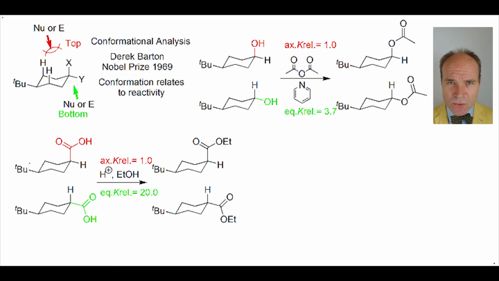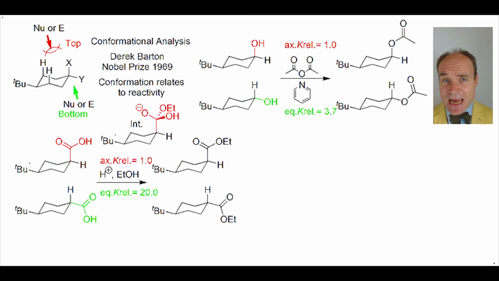But more importantly, when viewing the intermediate, we realize that it has a similar shape to a tButyl group, and we know that an axial tButyl group, and by extrapolation, the tetrahedral esterification intermediate, has strongly disfavored 1,3 diaxial interactions.